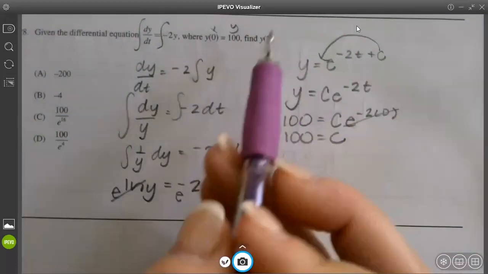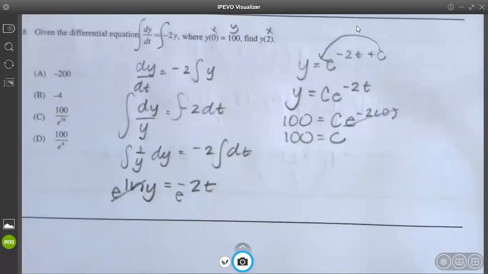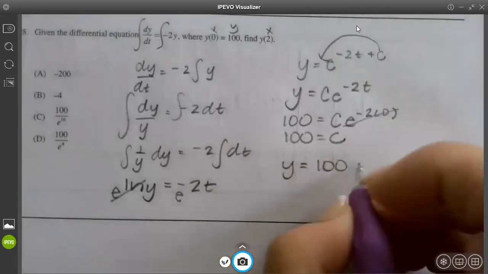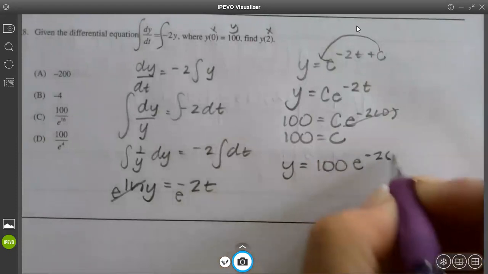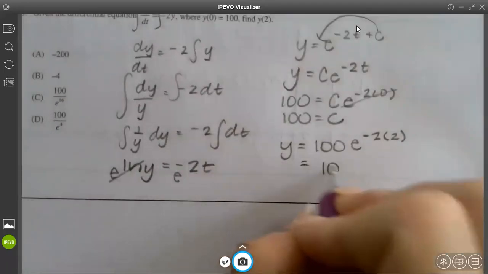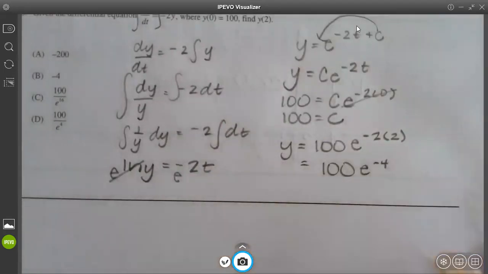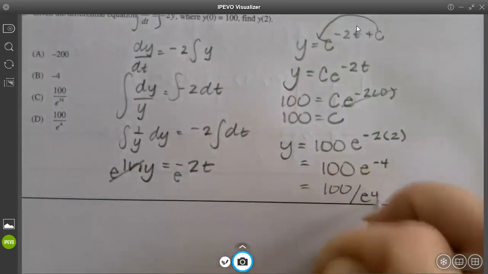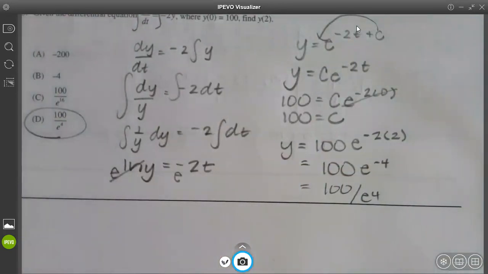We're going to rewrite it again. It said find y of 2. 2 is x. So y equals, C was 100, e to the -2 times 2. I get 100 e to the -4. How do I rewrite e to the -4? Put it on the bottom. We'll finish this one up and start the other one tomorrow.